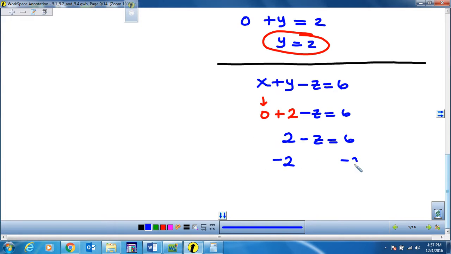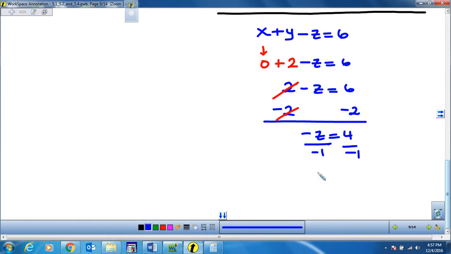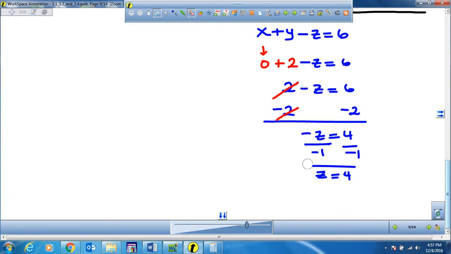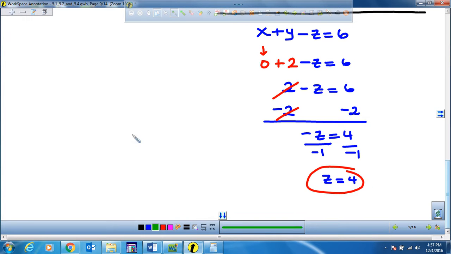Subtract 2. So you have negative z equals 4. Divide by negative 1 to get rid of the negative at the front of the z. Z is equal to 4. So the solution is going to be 0, 2, and 4.